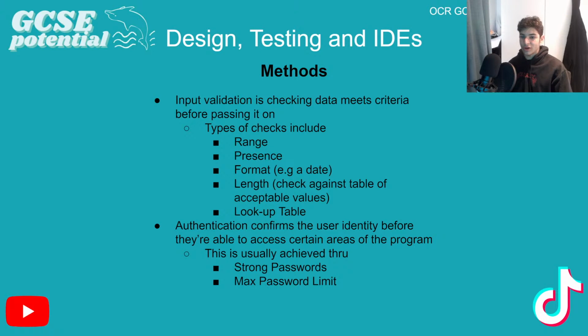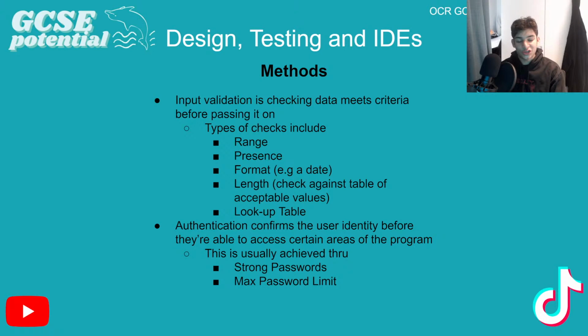Format. So example is the date. What's the format of the input? Some people might want it to be specific, like a word and then 2 dots and then another word. For example, you can check that it matches that. Length. So the acceptable lengths of the input. So you could say, for example, the word can be a maximum of 5 letters and a minimum of 2 letters. And a lookup table. So this is quite niche, but it's basically where you have a table and the data can only be one of those things from the table.